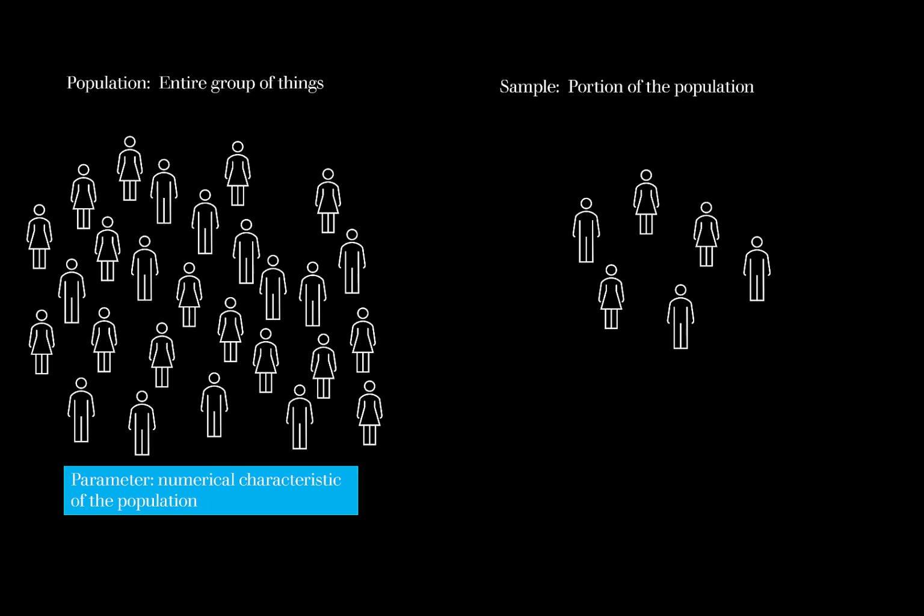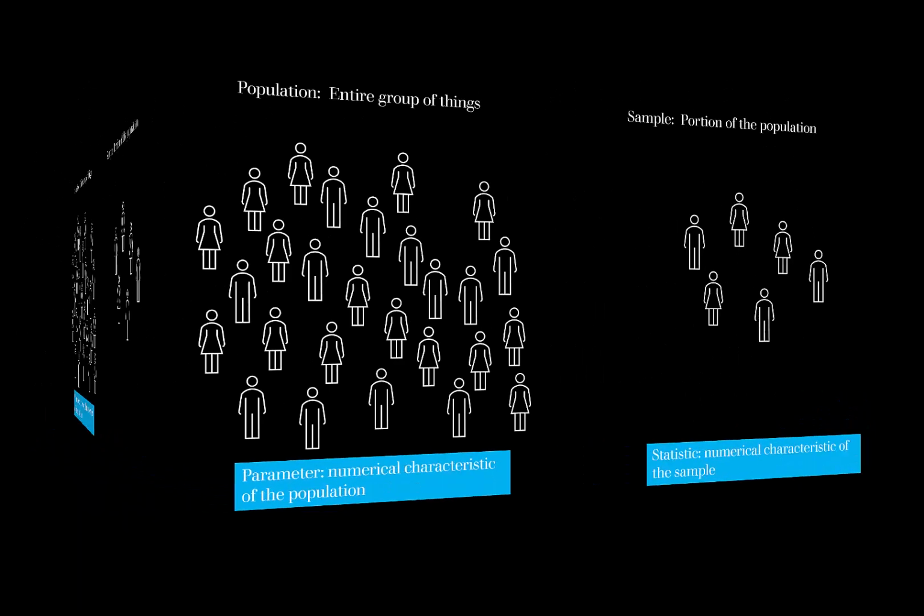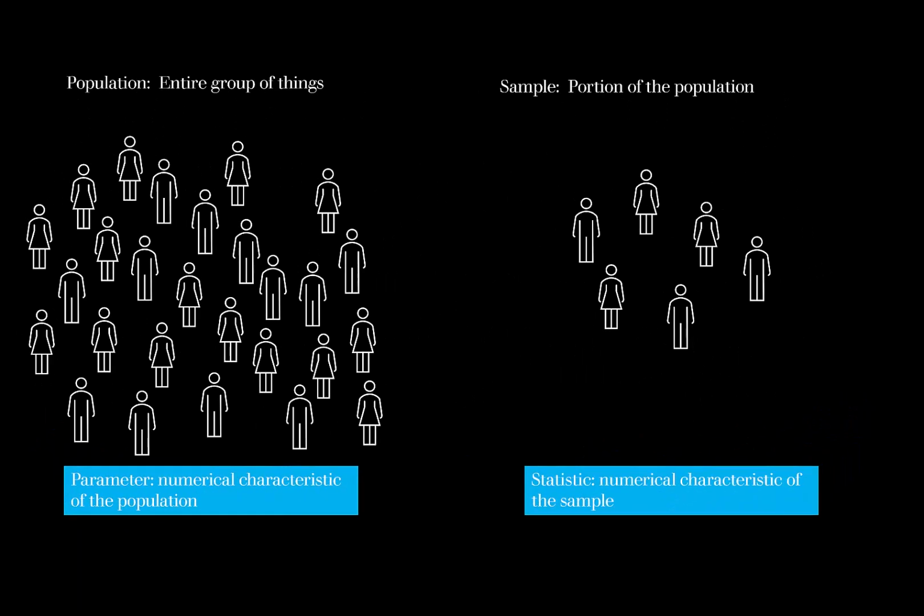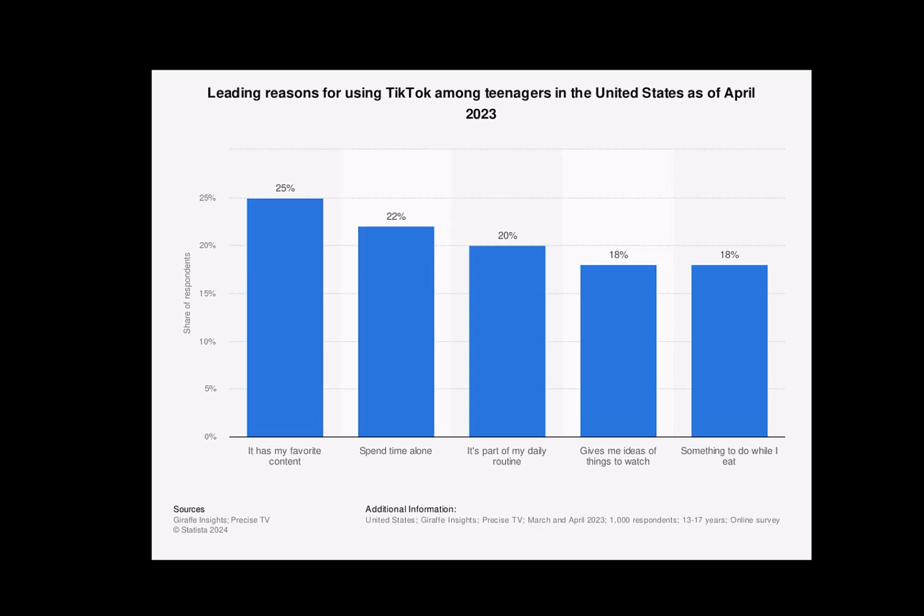In the coming weeks, as we study populations and samples, we will do numeric calculations of both the population and the sample. Anytime we do a calculation on the population, we will call that a parameter. When we do a calculation based on a sample, we will call that a statistic. Let's look at a quick example of using this terminology.